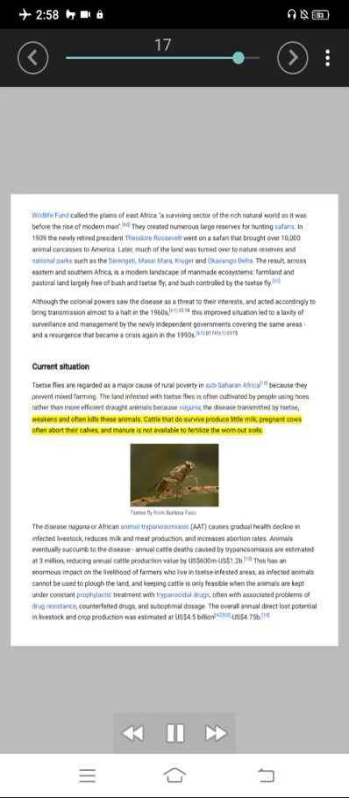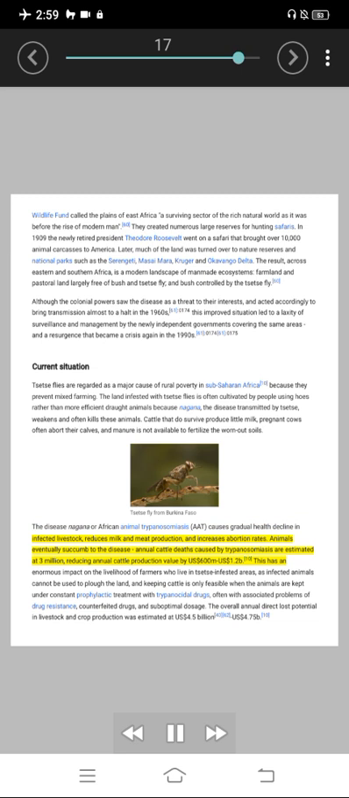Cattle that do survive produce little milk, pregnant cows often abort their calves, and manure is not available to fertilize the worn-out soils. Tsetse fly from Burkina Faso. The disease nagana, or African animal trypanosomiasis (AAT), causes gradual health decline in infected livestock, reduces milk and meat production, and increases abortion rates. Animals eventually succumb to the disease.